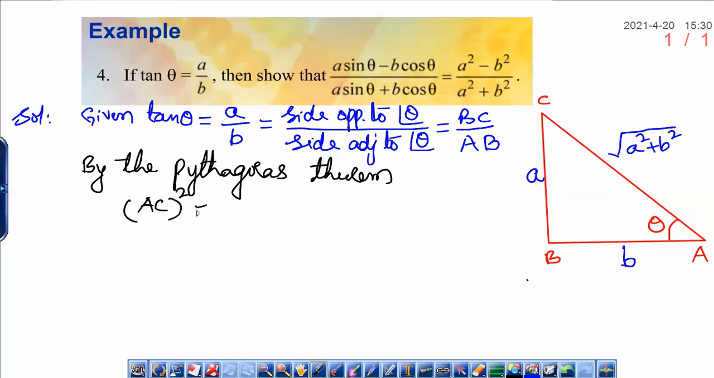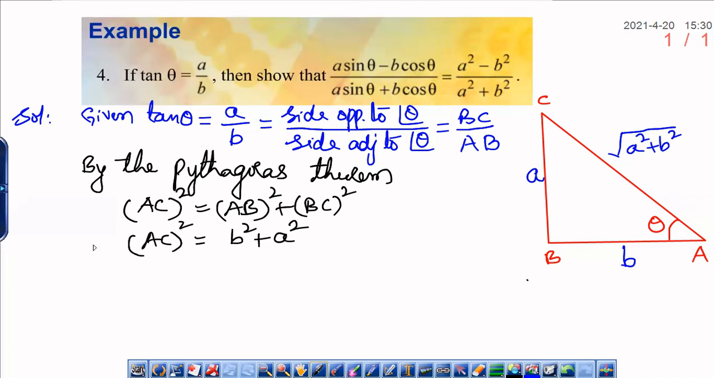AC square is equal to AB square plus BC square. Now children, substitute, what is AB? AB is B and BC is A. So that implies AC is equal to under root of A square plus B square.